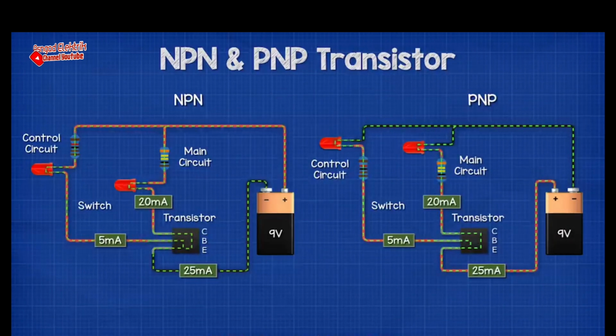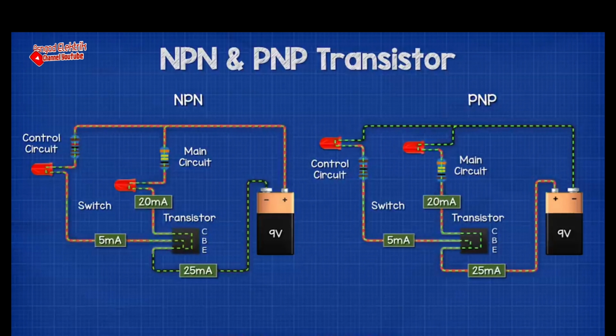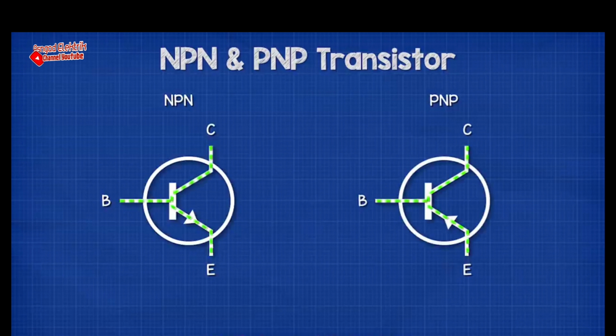I'll place these side by side so you can see how they compare. Transistors are shown on electrical drawings with symbols like these. The arrow is placed on the emitter. The arrow points in the direction of conventional current, so that we know how to connect them into our circuits.